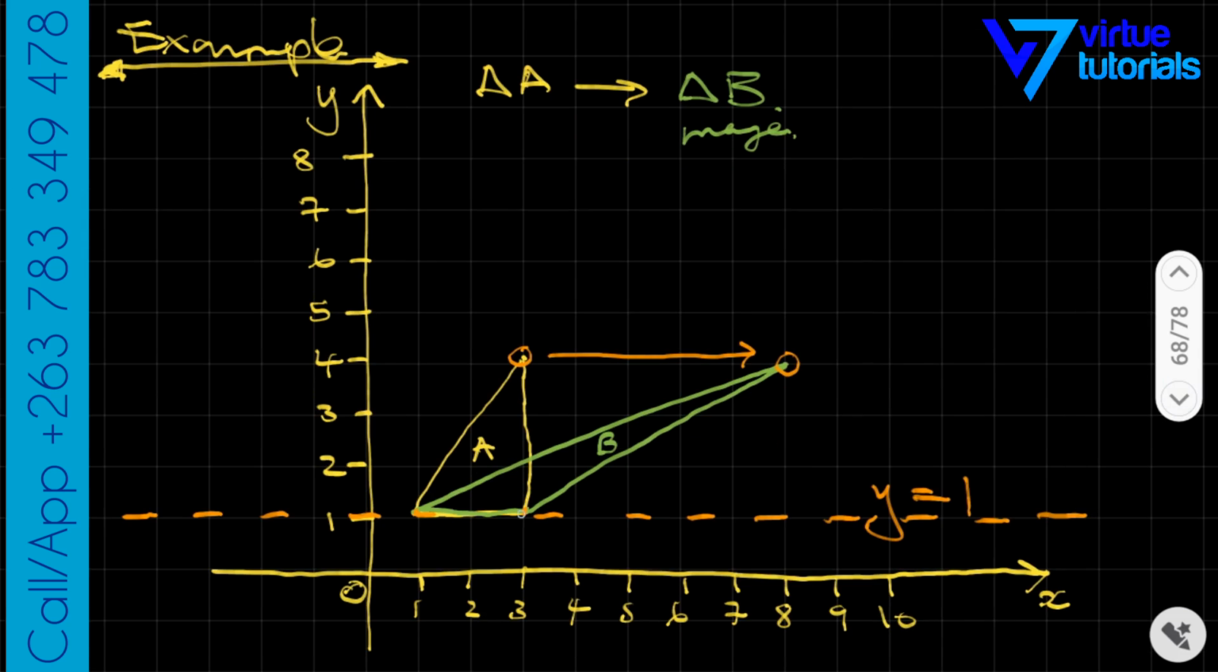In some cases, none of these points are in contact with the line y is equal to 1. So all points will be affected by the shear in that case. But in this case, part of the shape is in contact with the line y is equal to 1. Therefore, no change happens to all those points on the line y is equal to 1. So that's our invariant line.